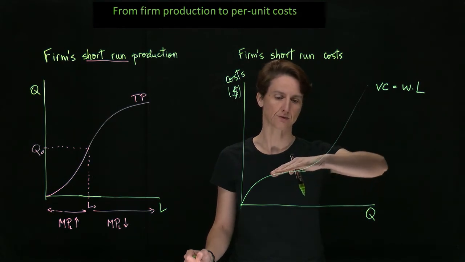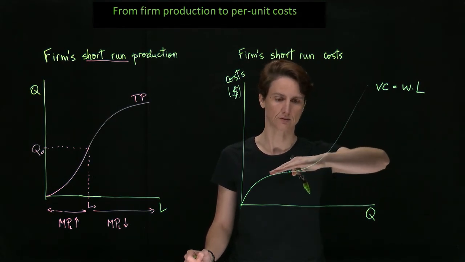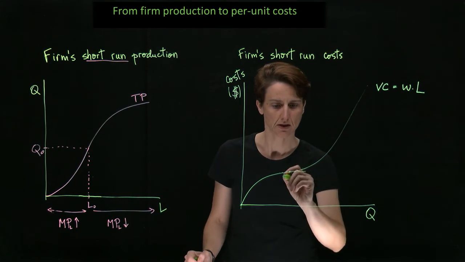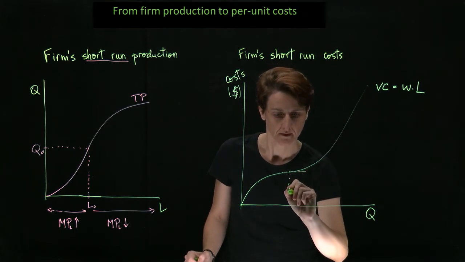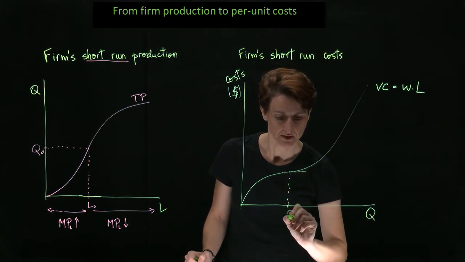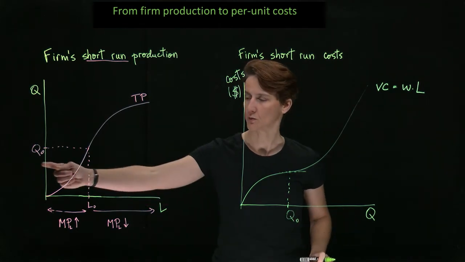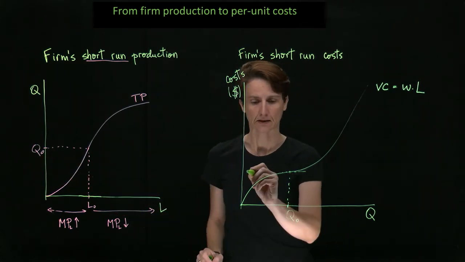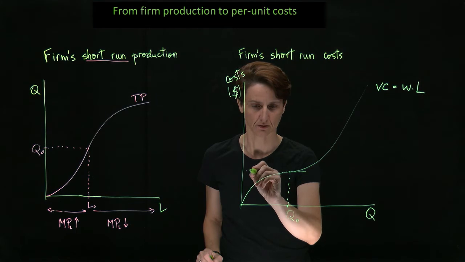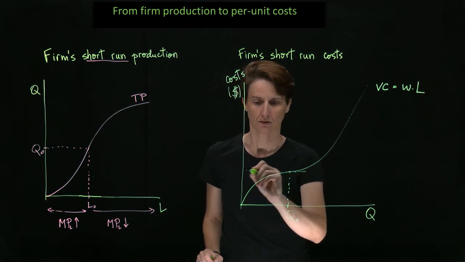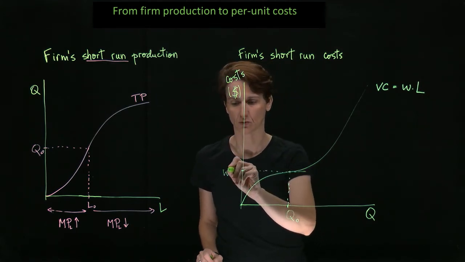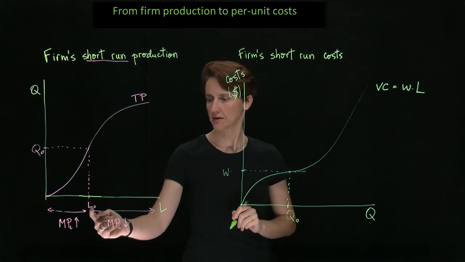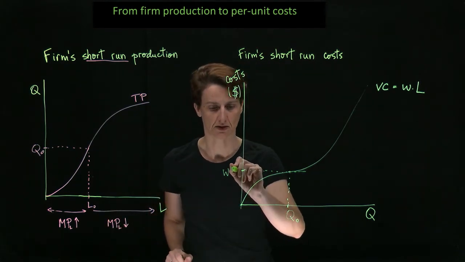By the way, this doesn't have to be horizontal here. It's probably not going to be horizontal. That will be the Q0 level of output we've marked here. And the cost of workers at that level will be the wage times the level of labor we've indicated over here.